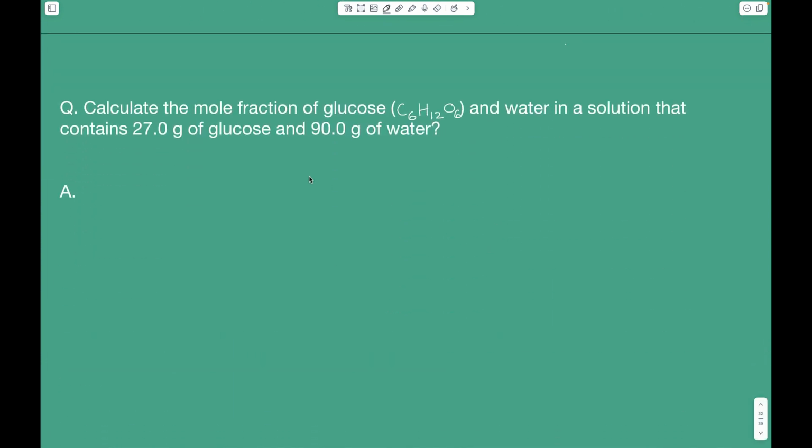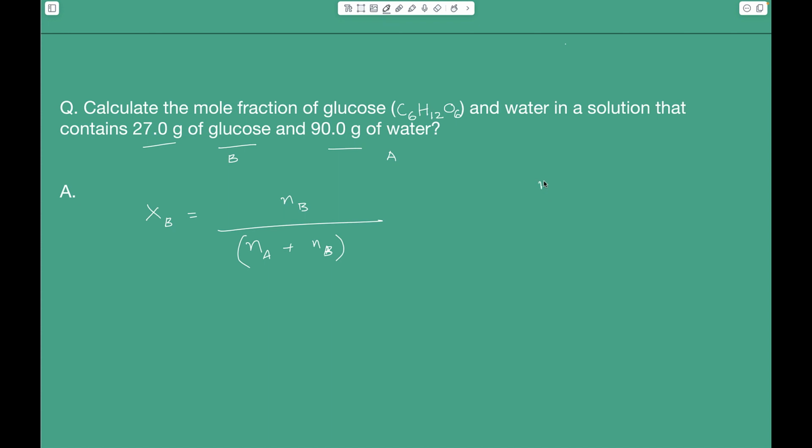Now let us work out a simple example on mole fraction. Calculate the mole fraction of glucose and water in a solution that contains so many grams of glucose and so many grams of water. Here we have an aqueous solution of glucose in which glucose is the solute and water is the solvent. What is the expression for the mole fraction of solute? It is equal to the number of moles of solute over the total number of moles in the solution. That is Nb over Na plus Nb.